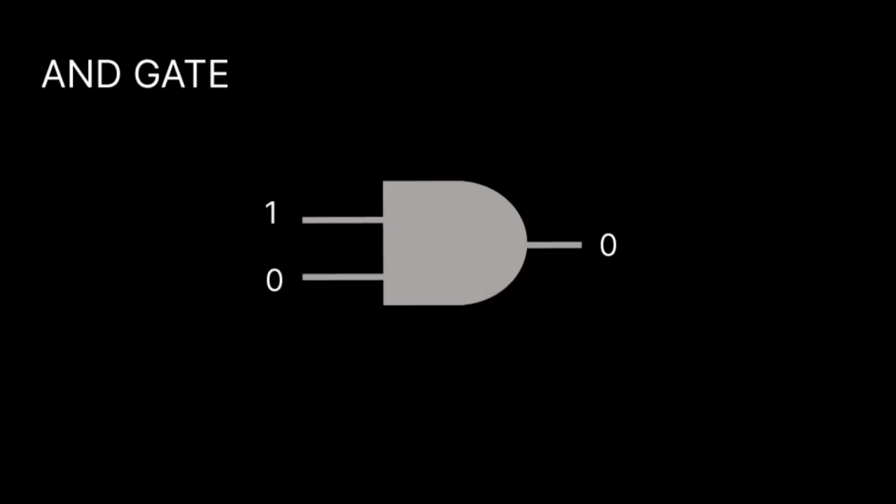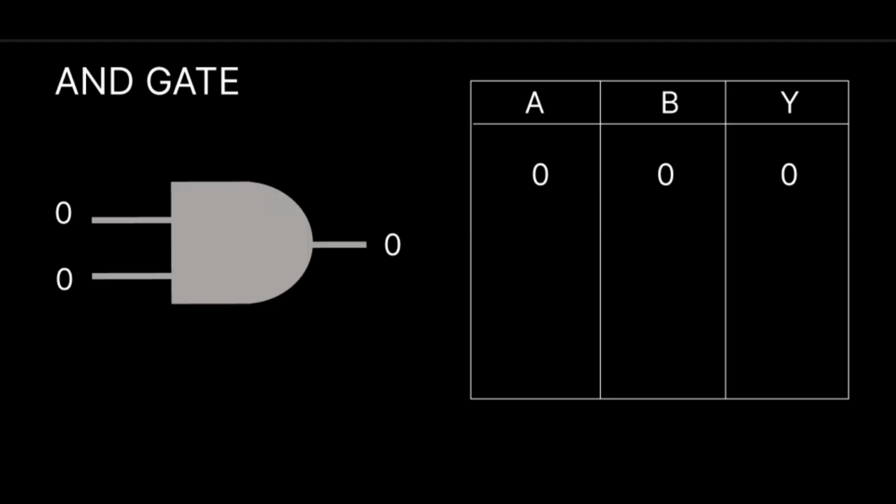Another example is when A is 1 and B is 0, then the output is 0 because not all of them are 1. So we can continue trying different combinations and recording the outputs. And this we can store in a table, and this is known as a truth table.